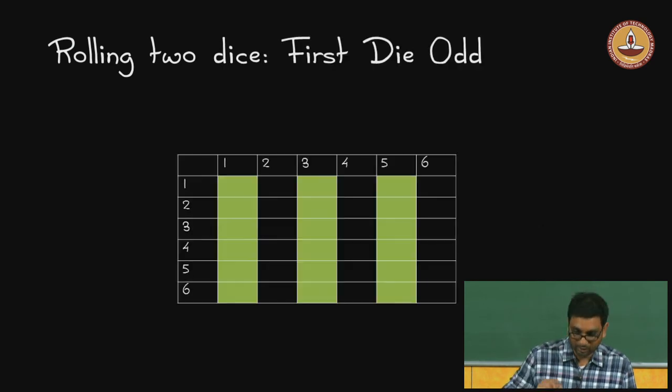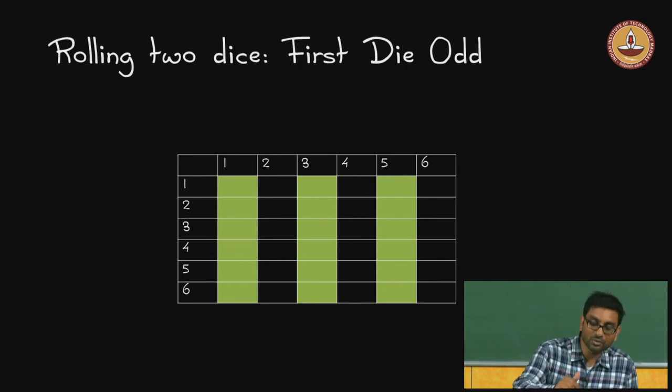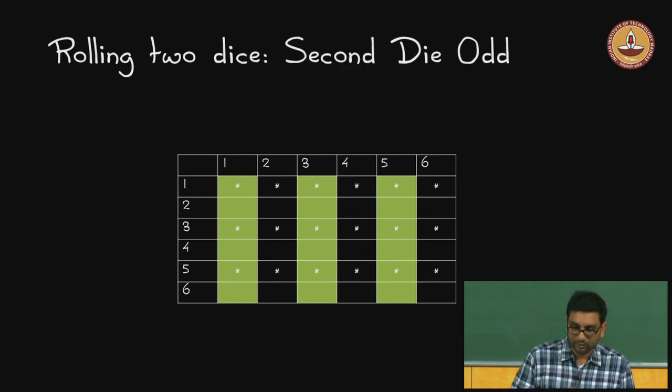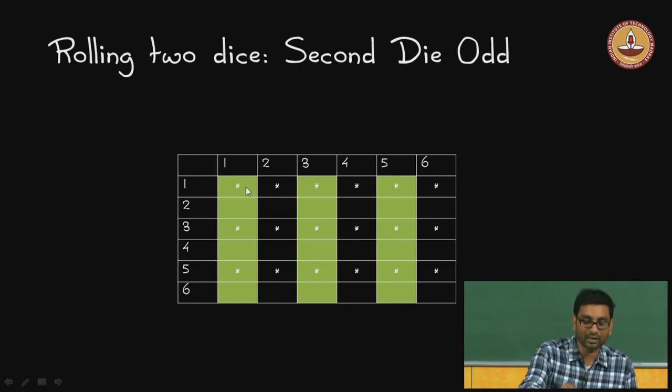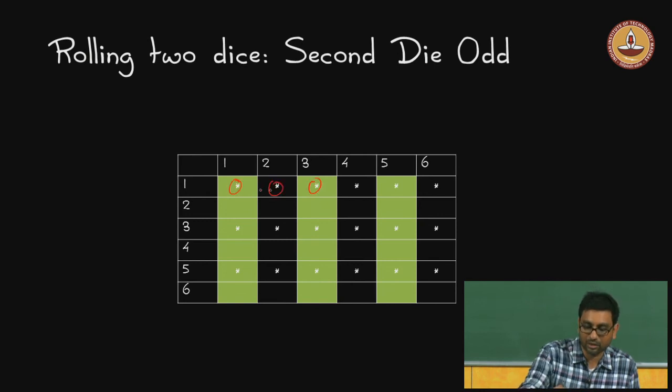Let us look at the first die being odd. The events are marked in green. So, the outcomes which fall into this event that the first die is odd are marked as green. Now there is another event, that the second die comes out odd. Okay. Here I am showing that as these stars. So, you have these stars corresponding to these rows.